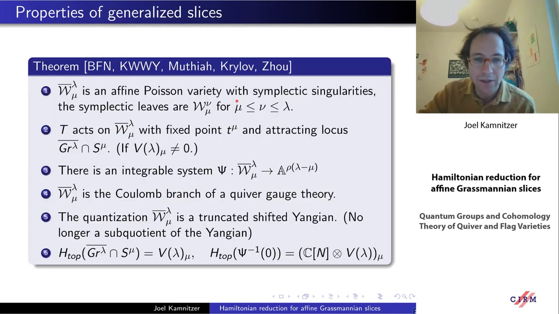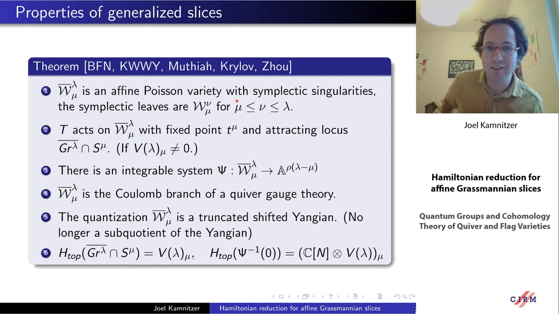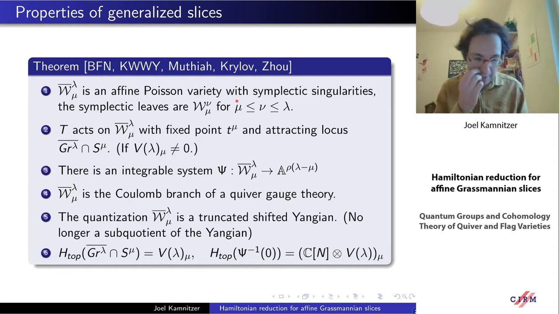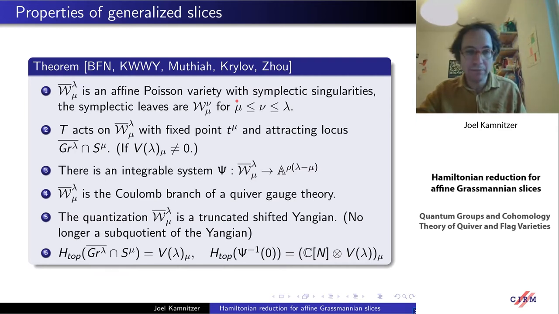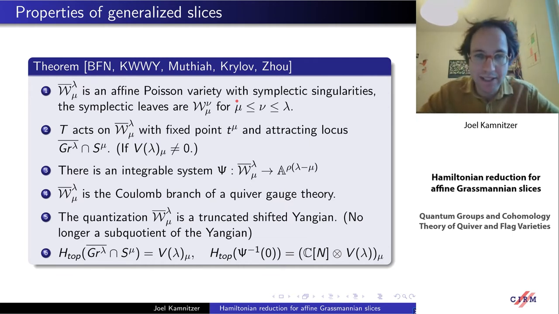Okay, so these, I didn't write it before, but when mu is not dominant, we usually call them generalized affine Grassmannian slices. And basically all the results I said before about affine Grassmannian slices go through to the case of generalized affine Grassmannian slices, and it's basically the work of the same people from before, maybe with some more recent papers of Dinakar Muthiah together with Alex Weeks and Krylov, and also a very recent paper of Zhu.